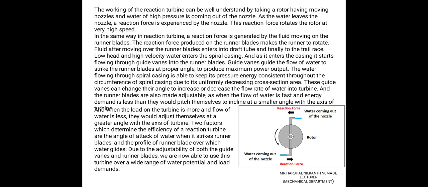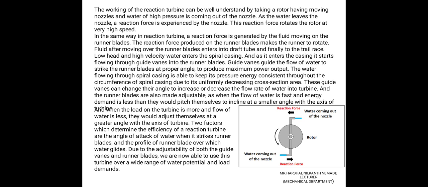The working of the reaction turbine we will study now. See the figure. The working of the reaction turbine can be well understood by taking a rotor having a moving nozzle, where water at high pressure comes out of the nozzle and the nozzle experiences a reaction. This reaction force rotates the rotor at very high speed. In the same way, in a reaction turbine, reaction force is generated by the fluid moving on the runner blade. The reaction force produced on the runner blade makes the runner rotate.